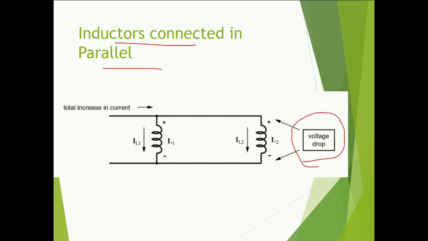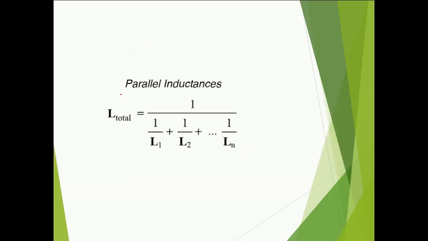voltage remains the same and the current is going to be divided. So the same formula will exist in the case of parallel inductors as well. That is 1 by L is equal to 1 by L1 plus 1 by L2 and so on up to 1 by Ln, or L total is equal to 1 by L1 plus 1 by L2 and so on up to 1 by Ln. So this is all about series and parallel connections of inductors and capacitors. Thank you.